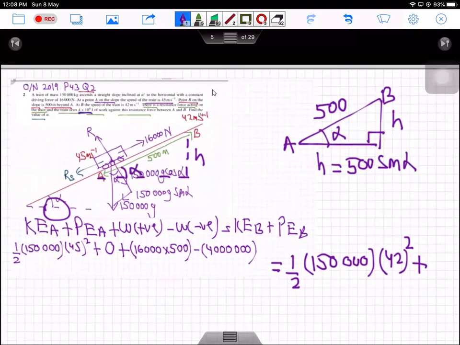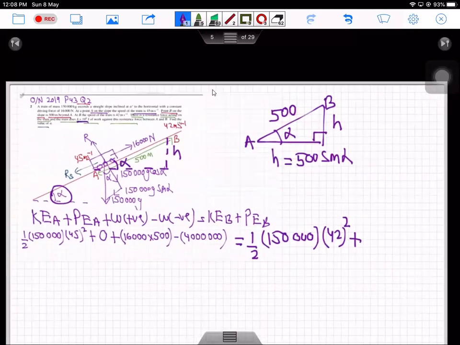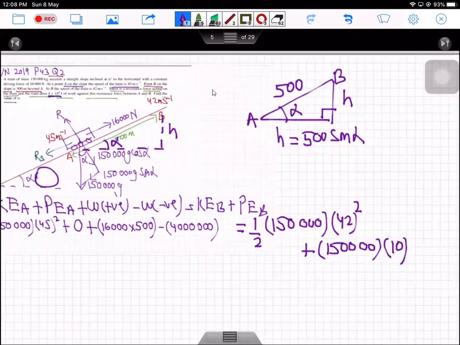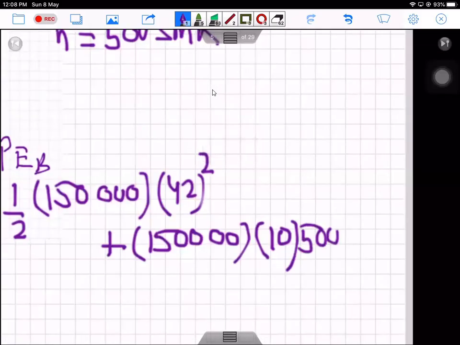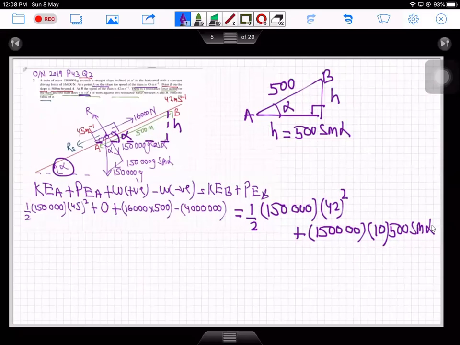So the potential energy at point B will be mgh. So I'm just mentioning the potential energy at B over here. Okay, mgh. So 150,000 multiplied by 10. G is 10 and height will be 500 sine alpha. Here you go. You have mentioned this one complete equation over here. We just need to find the value of alpha.